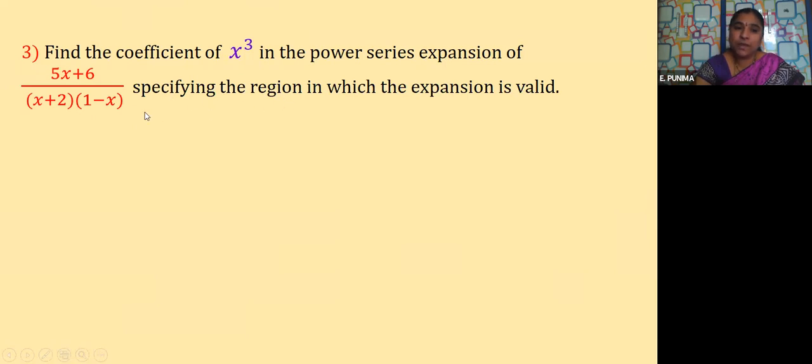What is the meaning of specifying the region? Means for what value of x. We have seen in the four expansions mod x is less than 1. You have seen, no? So like that here also, for this particular sum, you have to find out the value of x. Now here, why are we converting any fraction into expansion form?